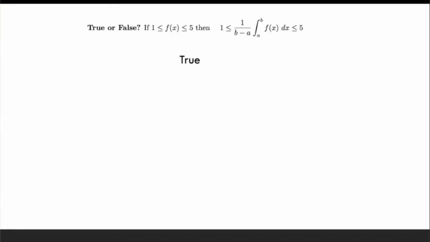So suppose you have 15 test scores, and the lowest is 40 and the highest is 92. The average can't be lower than 40 or higher than 92. The average is somewhere between the extremes, and the extreme possibilities of f of x are 1 and 5. So the average has to lie between those two numbers as well.